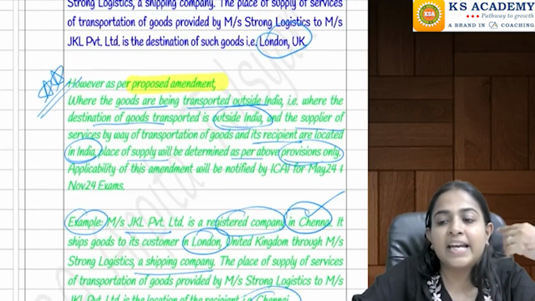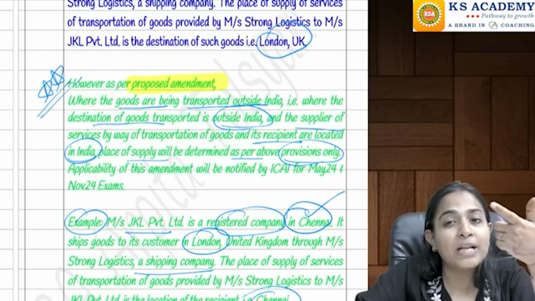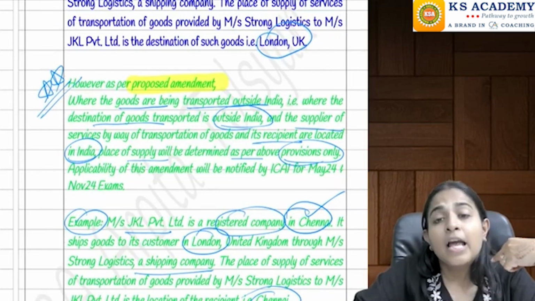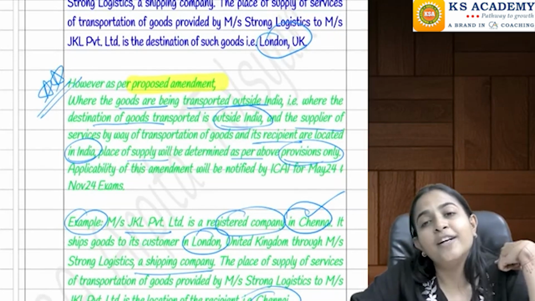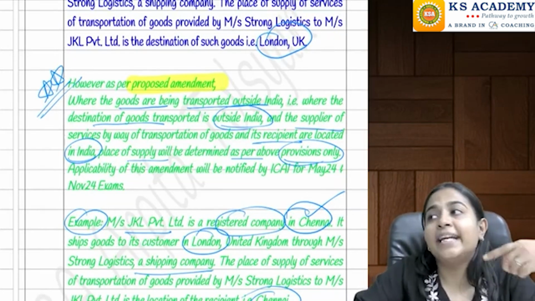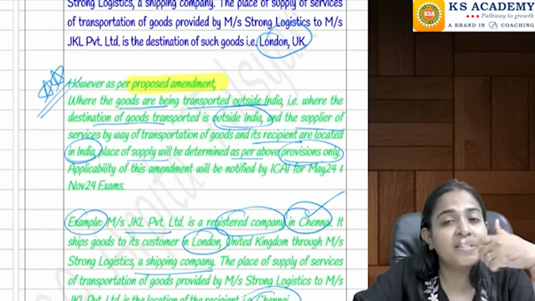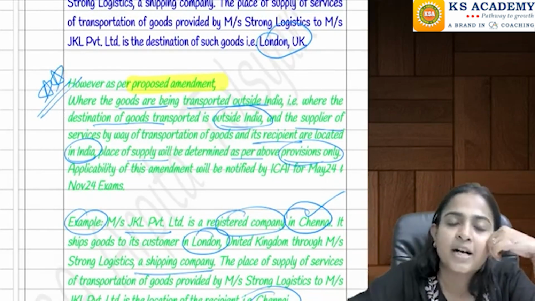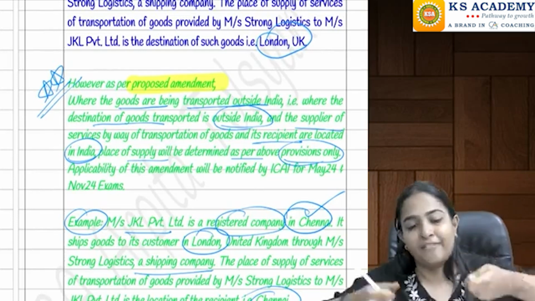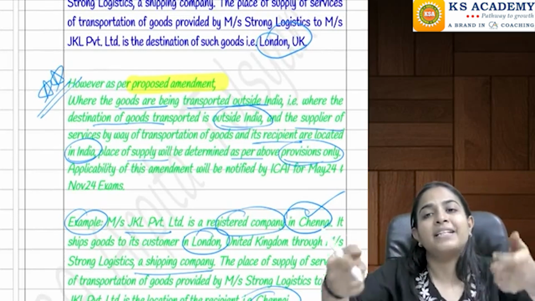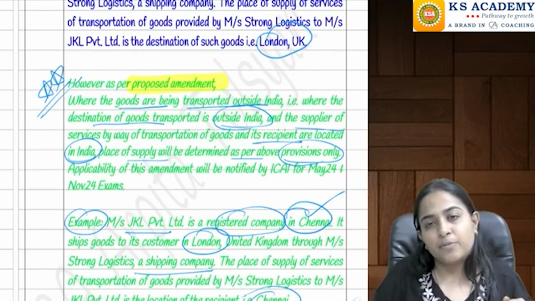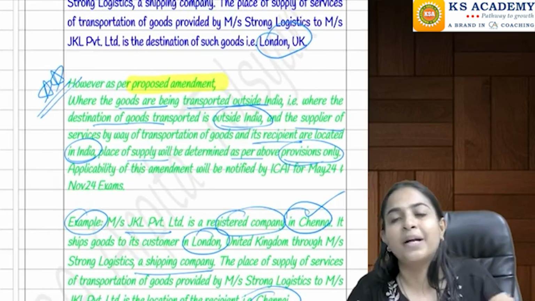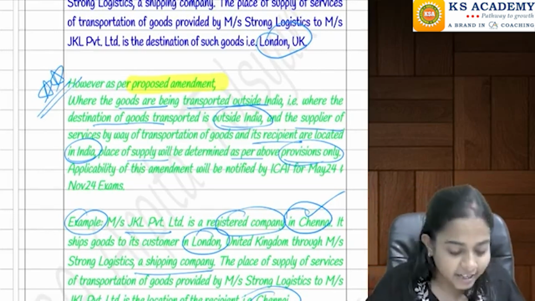That is, if I want to send my books outside India, and I am a registered person, the place of supply will be the location of the recipient. And in case the services have been given to an unregistered person, and the unregistered person wants to send some products outside India, then the place of supply will be India only, that is the place where the goods have been handed over for transportation. Basically, in the proposed amendment, they have planned to remove this entire proviso.